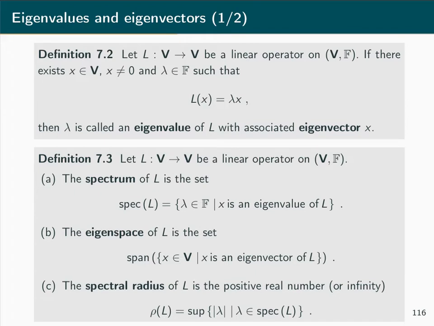And finally C, the spectral radius of the linear operator is a positive real number, or possibly infinity, which is denoted by rho of L, and it's defined as the supremum of the absolute value of all eigenvalues. So all values lambda in the spectrum of L.